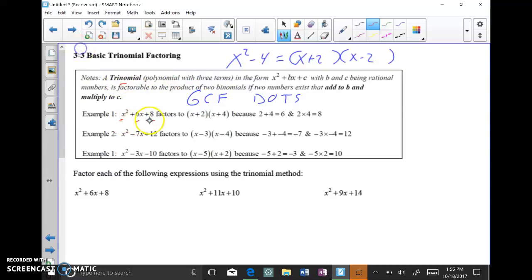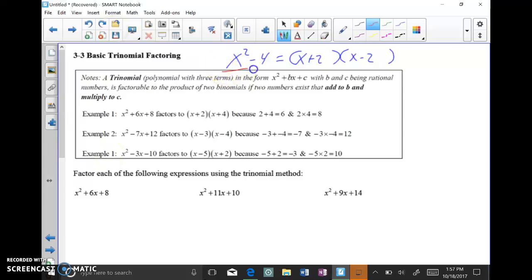And so you've got to look and see, is there anything that we could divide everything by? Is there a GCF? You look at this one, for example, x squared plus 6x plus 8. We can't take out an x because the 8 doesn't have an x. And I can divide 6 and 8 by 2, but not the 1 that's in front of x squared. So there is no GCF. And it's not a difference of two squares because it's not 2 terms, it's 3 terms.